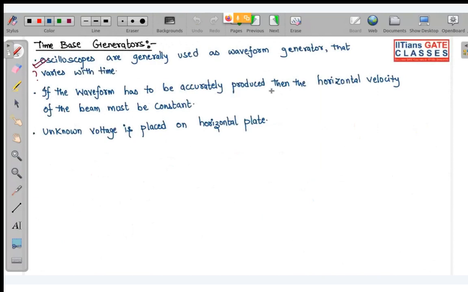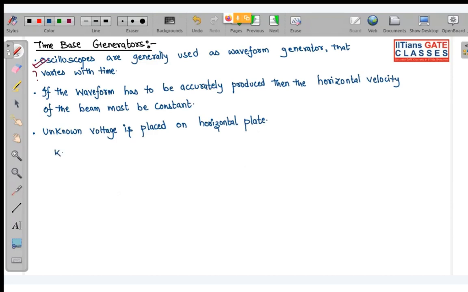If the waveform has to be accurately produced, then the horizontal velocity of the beam must be constant. Did we get this? Any doubt? Okay. So next is what? Unknown voltage is placed on horizontal plate. Already I have told.